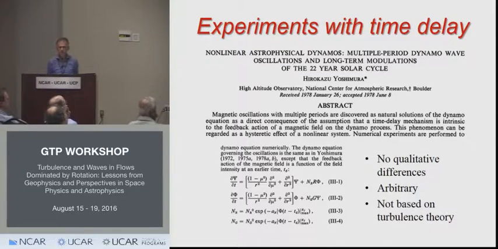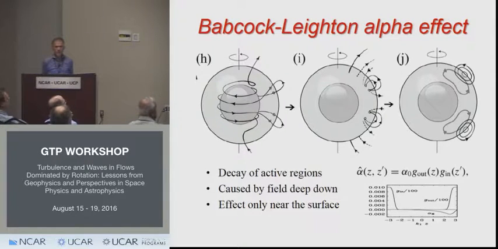Moreover, it is not based on any turbulence theory, and therefore, in that sense, it is arbitrary. Non-locality in space also plays perhaps an important role and has been used all the time, again, in some sense, somewhat arbitrary, because the Babcock-Leighton mechanism is, in fact, a clear example of non-locality, because the idea is that the magnetic field at the bottom of the convection zone might be important in determining the alpha effect, and that the alpha effect itself is something that really has to do with the decay of active regions. And so the alpha effect itself takes input from the bottom, which has a maximum somewhere deep down in the domain, and gives an output at the top. So clearly an example of non-locality in space in this case.